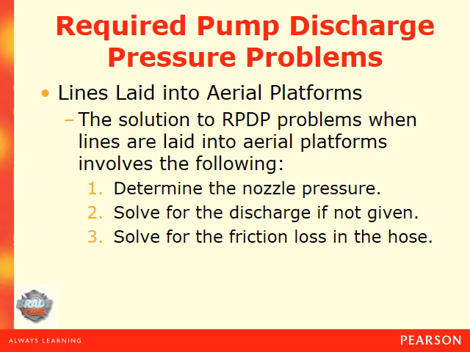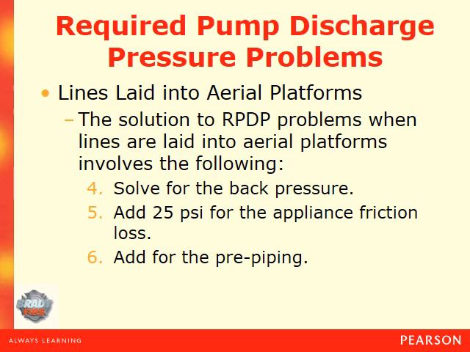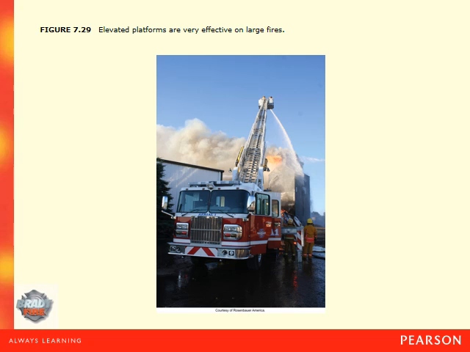So let's look at our last type, lines laid into an aerial platform. First, you have to determine the nozzle pressure, then solve for the gallons per minute, again if not given, and of course solve for the friction loss in the hose. Add in the back pressure, add 25 for the appliance, and then add in for the pre-piping as per manufacturer recommendations. Here's an example of an elevated platform.